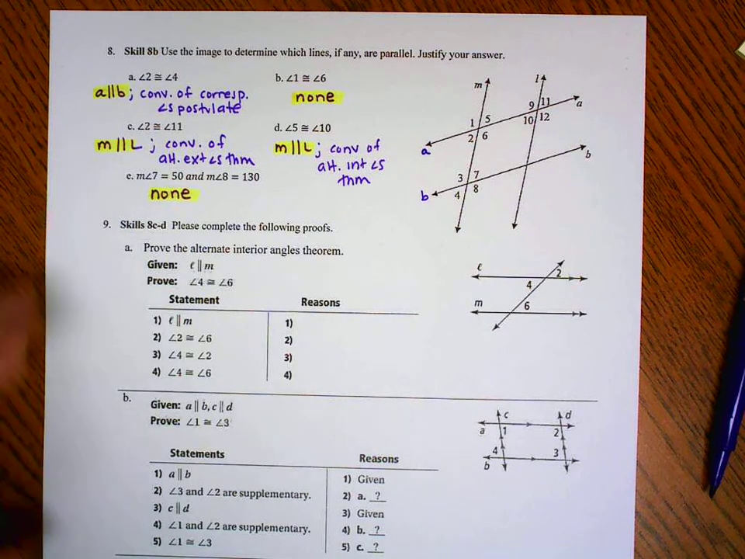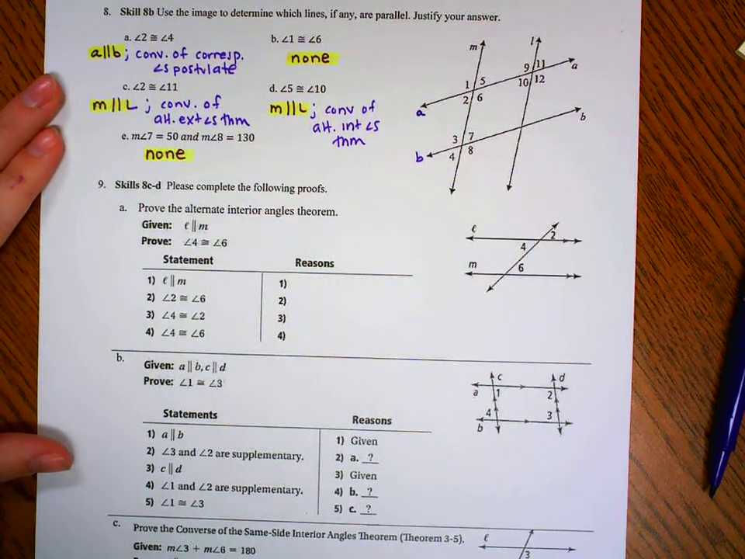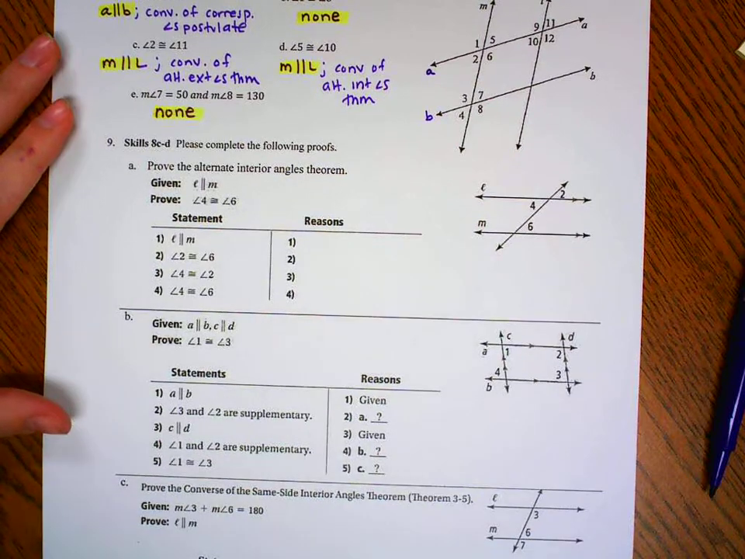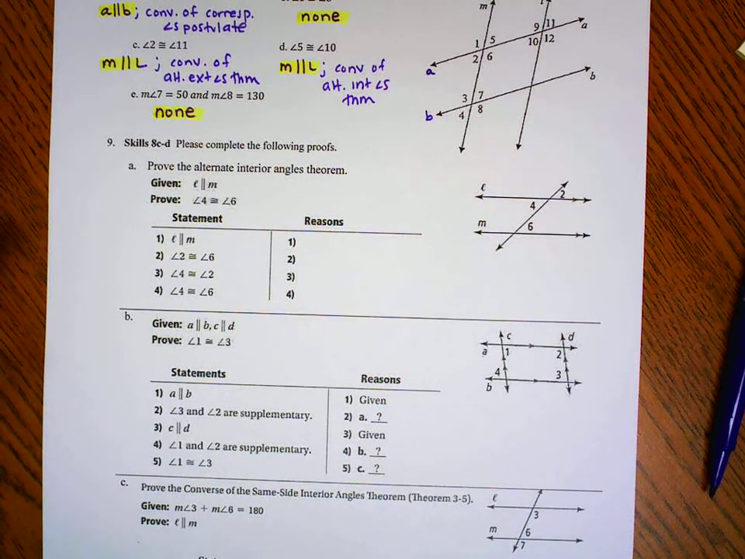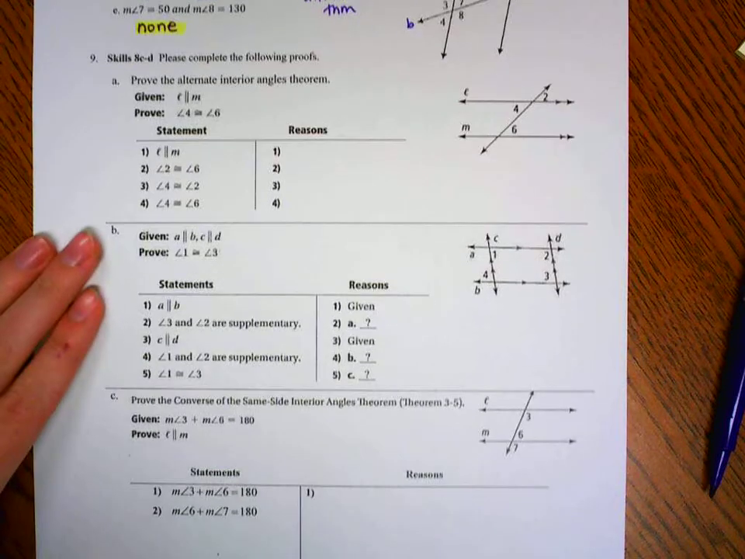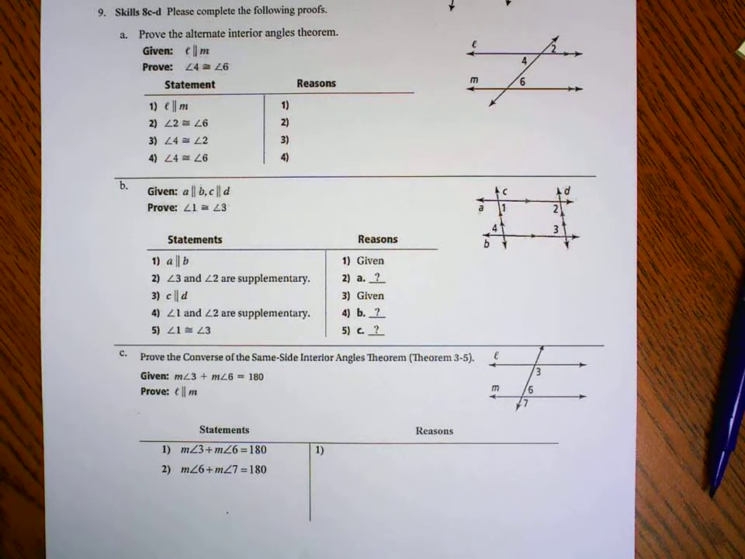Okay guys, let's move on to our proofs. So we have skills 8C through D, which is about completing proofs. C is more about filling in blanks, or the reasons if we give you all the statements, and D is about doing more of both sides. I ran out of copies of the back of the regular, so this is the honors one. This bottom proof has some stuff missing, but I will help you fill in both sides.